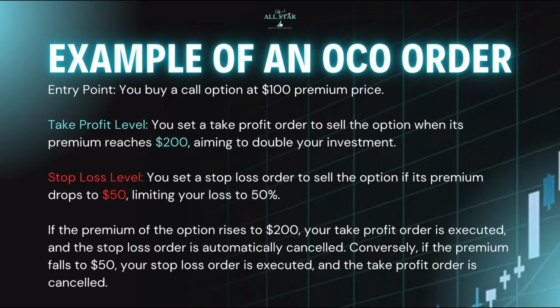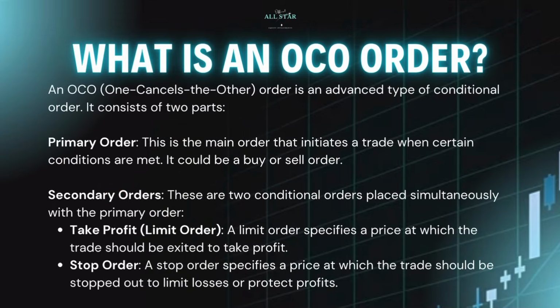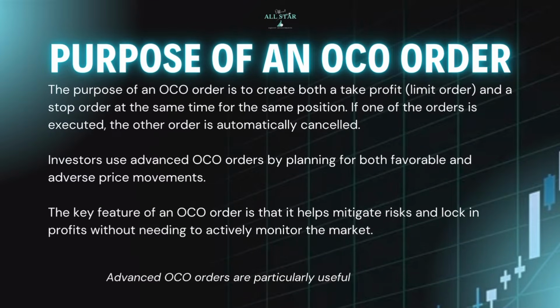Now with that, if the option contract does reach $200, then your take profit order is executed and the stop loss is by default canceled. Adversely, if the option contract decreases in value to $50, your stop loss order is executed and the take profit order is then canceled.